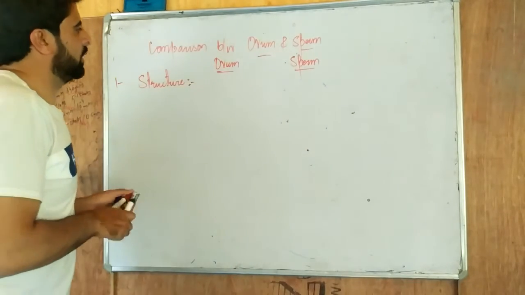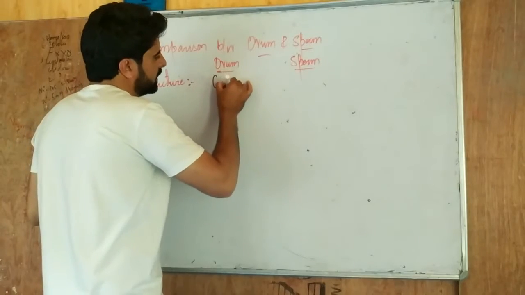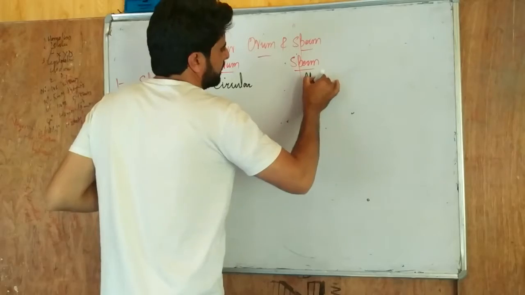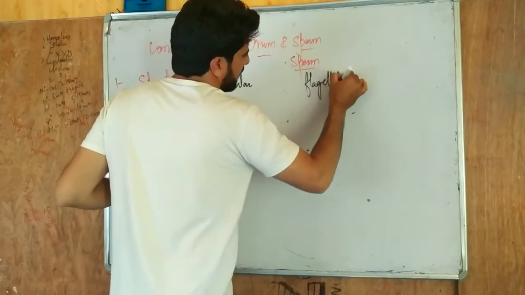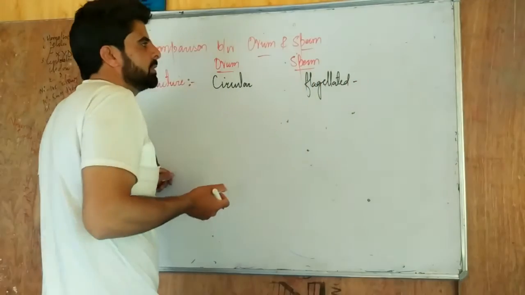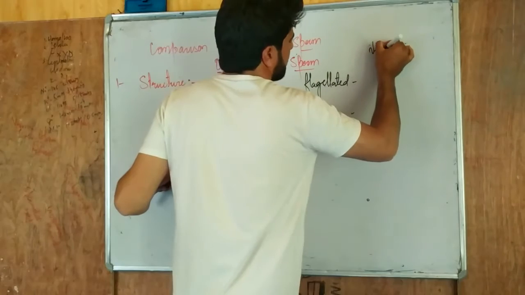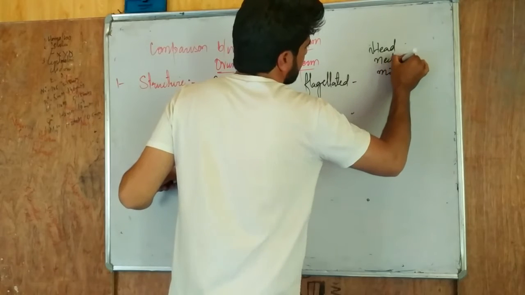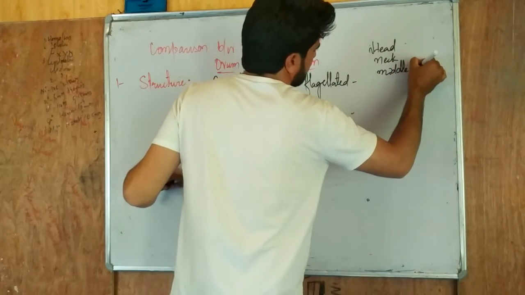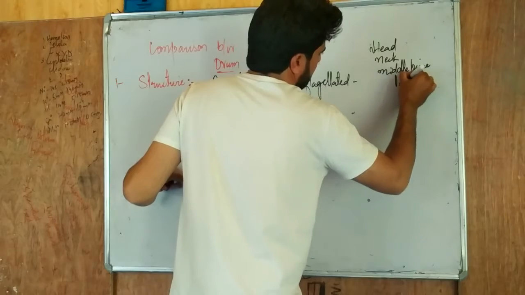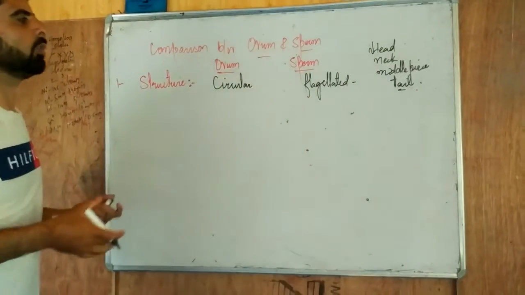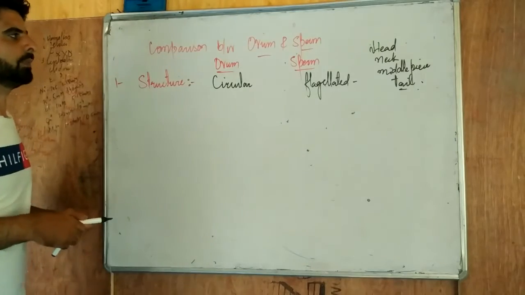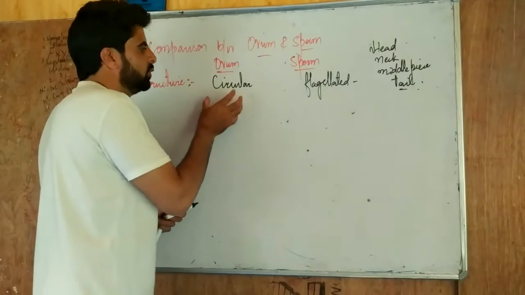The ovum is circular. You know about it. If you take the ovum, it is circular in structure. And taking the sperm, it is flagellated in its structure. The sperm has various parts, like a head, then a neck, then a middle piece, then also a tail. So it has various parts, but we can generally call sperm a flagellated structure. This flagella helps in the mobility of the sperm. So sperm is flagellated, but ovum is circular.